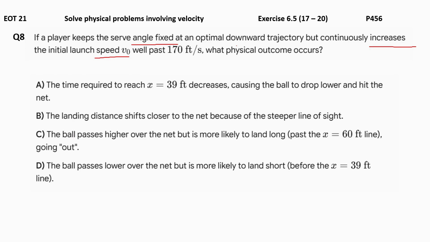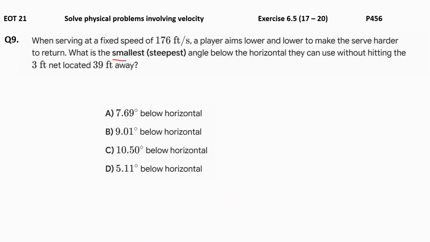That's how the ball passes higher over the net, but it's more likely to land long. It will cross the feet line. That's why option C is the right answer. To find the smallest angle below the horizontal, let's depend on this formula.